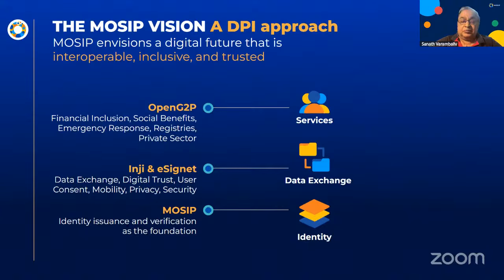Then mobility, of course, because INGI is a mobile-based solution, so inclusivity is increased. And privacy and security are key challenges of any DPG, which INGI and eSignet solve. And at the core, as the foundation, is MOSIP, which provides the trust infrastructure to every DPG solution built around the identity. That is how MOSIP is conceived.